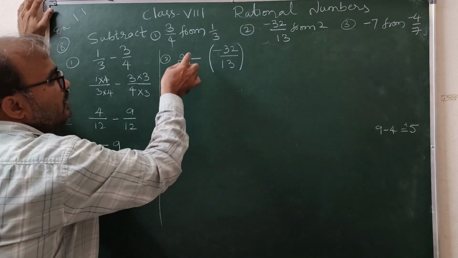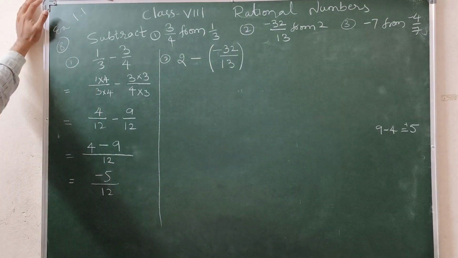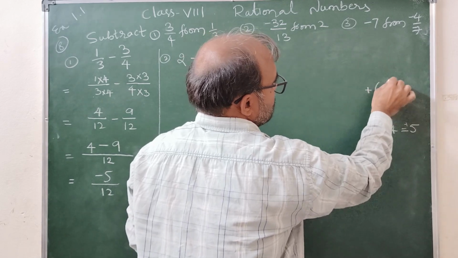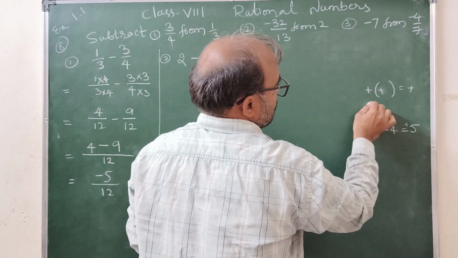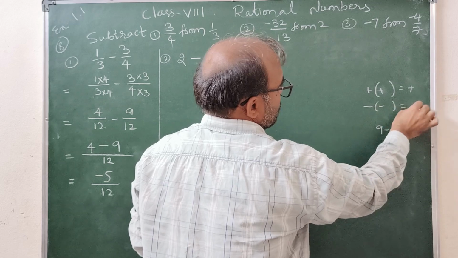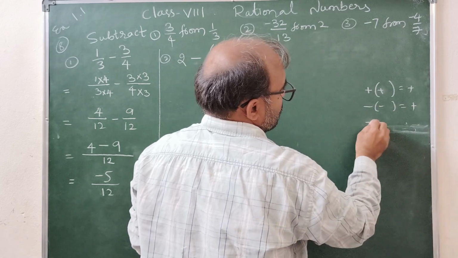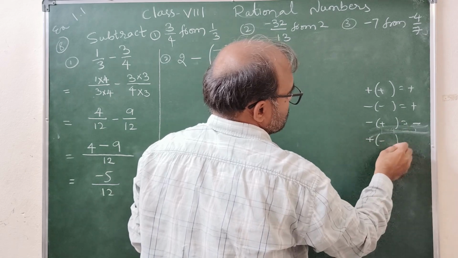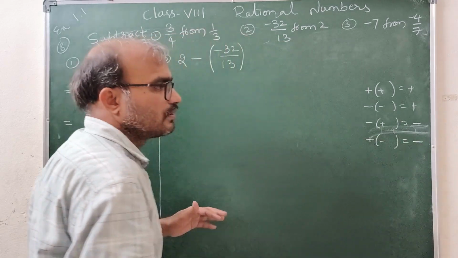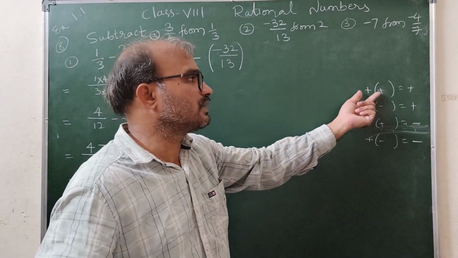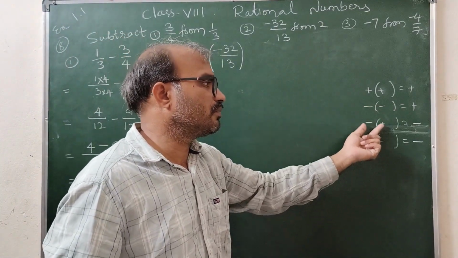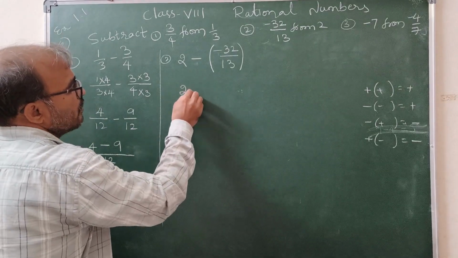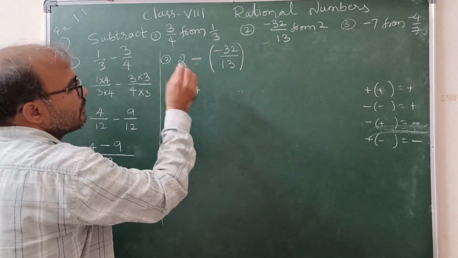Now, what is minus of minus? Remember again. Plus of plus is plus. Minus of minus is plus. Right? Minus of plus is minus. Plus of minus is minus. If you want to remember, same symbols give plus, opposite symbols give negative. Right? So remember that. So minus of minus will become plus.